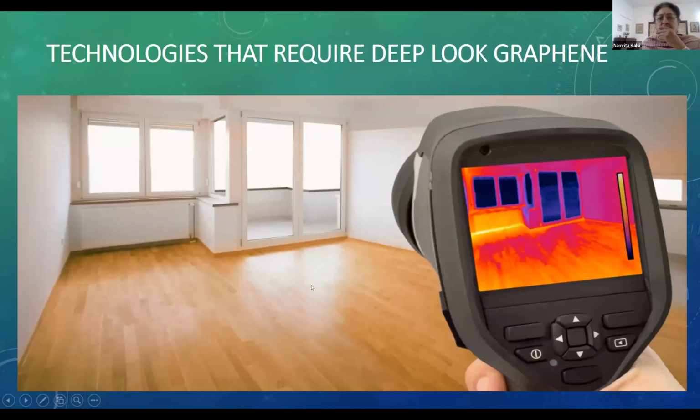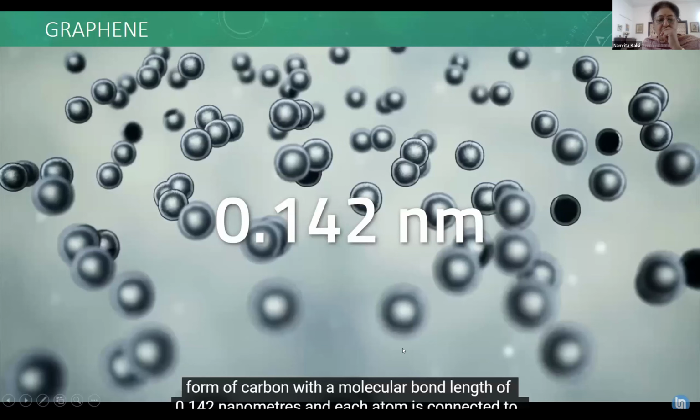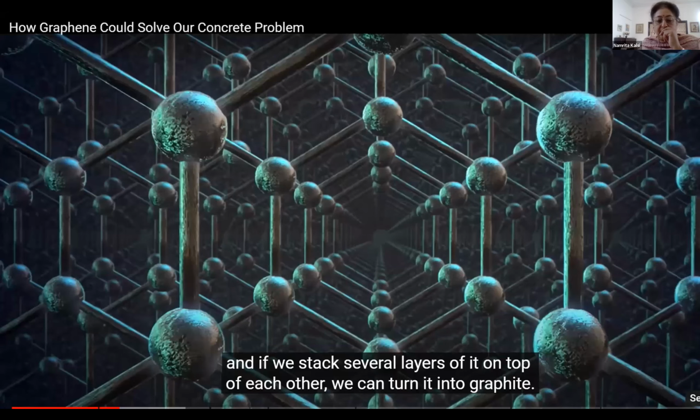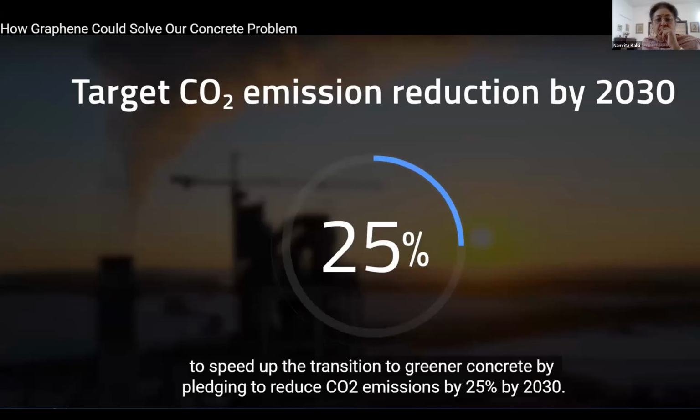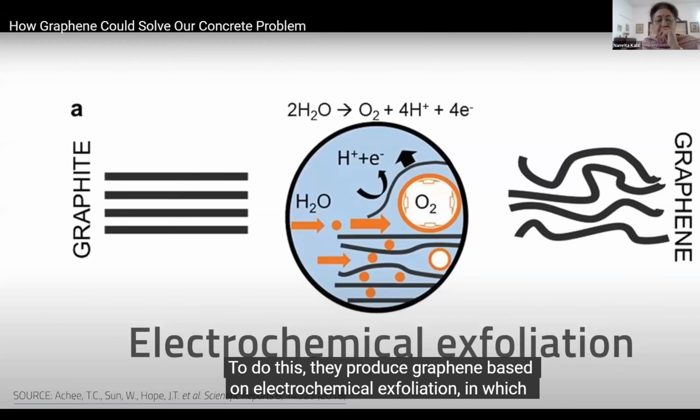Another technology and material that really requires a deep look is graphene. Graphene is a form of carbon with a molecular bond length of only 0.142 nanometer. If we stack several layers of it on top of each other, we can turn it into graphite. It is a very strong material. It can be leveraged greatly for lowering electricity cost, and if we add it to concrete, it can bring down the emissions of concrete. However, there is a lot of gap in bringing this material from lab to ground. Electrochemical exfoliation is one of the methods being looked into to create large quantities of graphene.